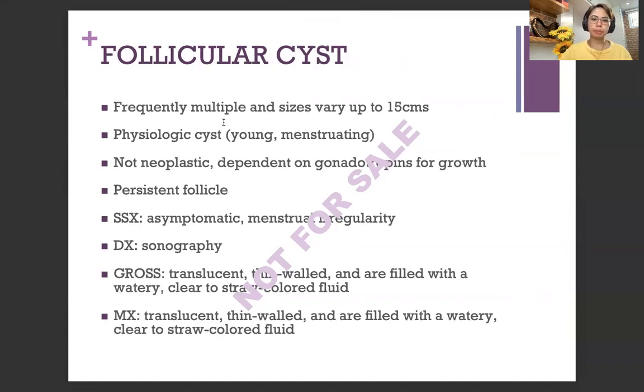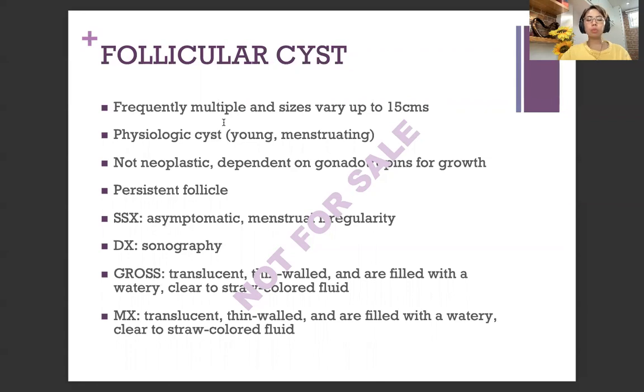Follicular cysts are frequently multiple and sizes vary up to 15 centimeters. Physiologic cysts, usually among young and menstruating women, are not neoplastic and are dependent on gonadotropins for growth. These are usually persistent follicles, and they are an incidental finding on ultrasound because women are usually asymptomatic, although some present with menstrual irregularity, but that's not very common. Grossly, it looks translucent, thin-walled, and filled with watery, clear to straw-colored fluid.